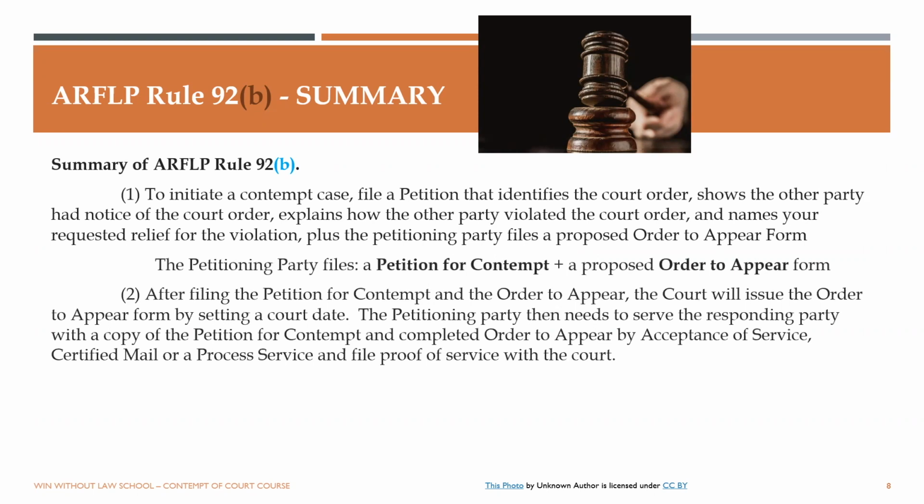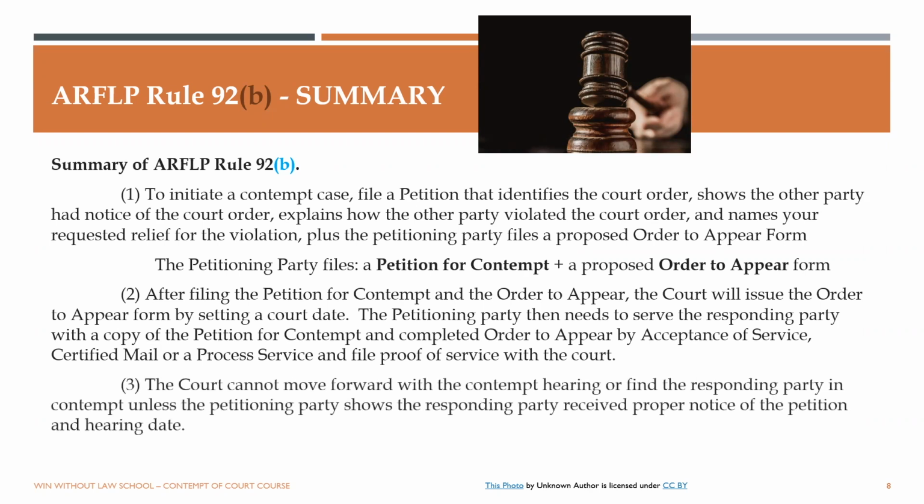And then after filing the petition for contempt and the order to appear, the court will issue the order to appear form by setting a court date. Once you get that, the petitioning party then needs to serve the responding party with a copy of the petition for contempt and completed order to appear by acceptance of service, certified mail, or a process server, and file a proof of service with the court. The court cannot move forward with the contempt hearing or find the responding party in contempt unless the petitioning party shows the responding party received proper notice. So you've got to show service was done.